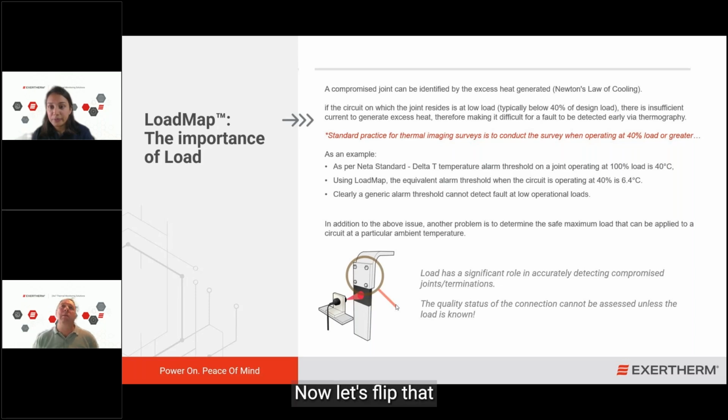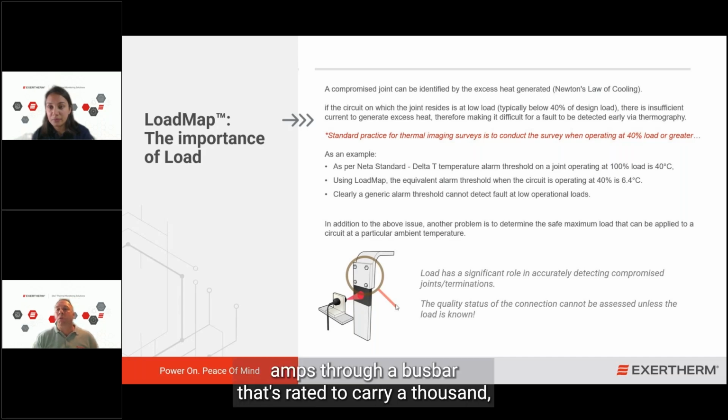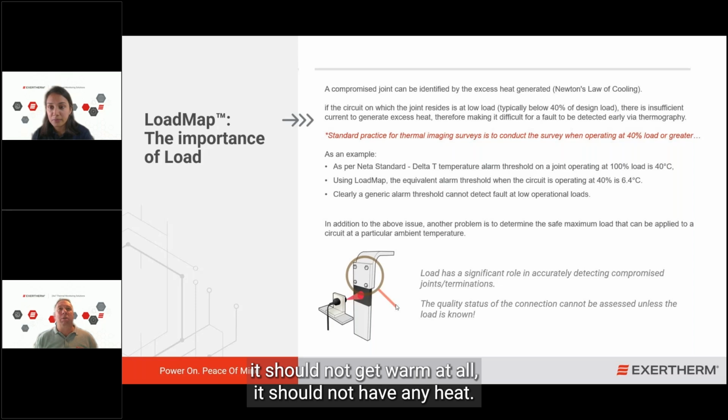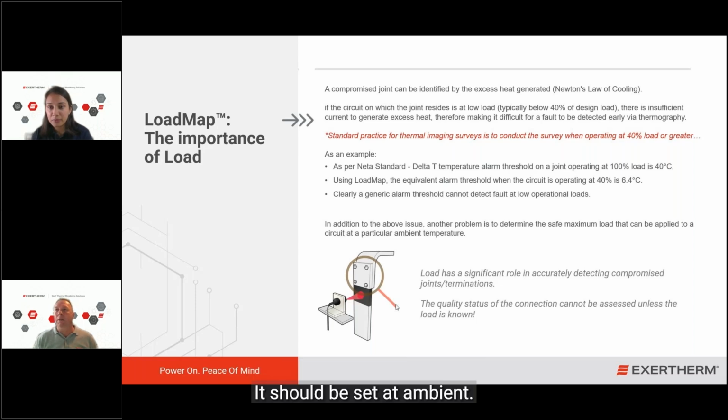Now let's flip that and say maybe 40% load. Well, if you're only passing, say, 400 amps through a busbar that's rated to carry 1,000, it should not get warm at all. It should not have any heat. It should be set at ambient. The bar is designed to take that load.